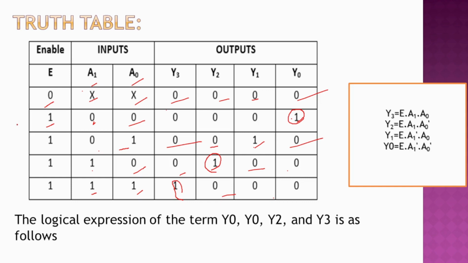The important thing is, if you want any one of the outputs to be 1, you need to set the enable pin as 1. If you give enable pin as 0, both the inputs will be in indeterminate form.